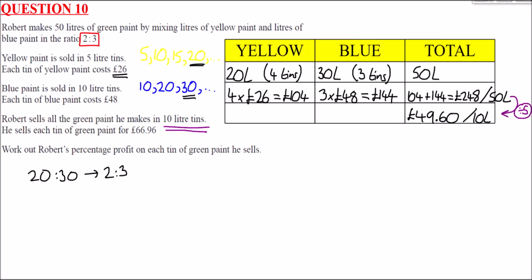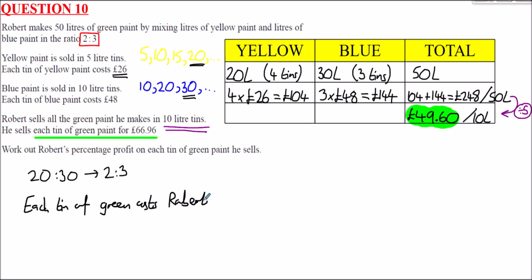So I'm going to highlight this here. So each tin of green paint costs £49.60, but he sells each tin of green for £66.96. So I'm going to write this down. So each tin of green, that costs Robert £49.60 to make, but he's going to sell it for £66.96.